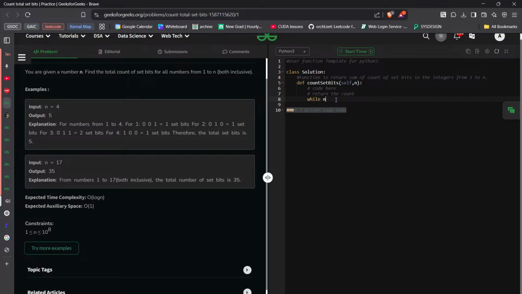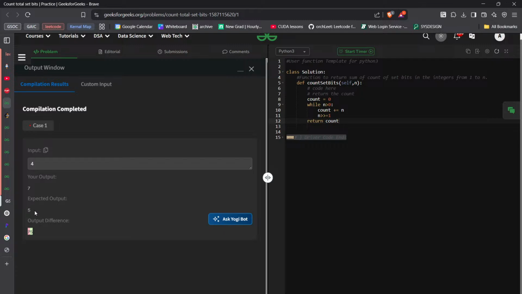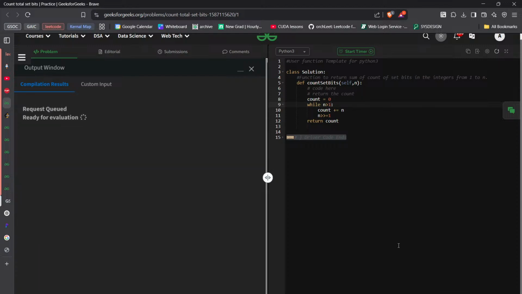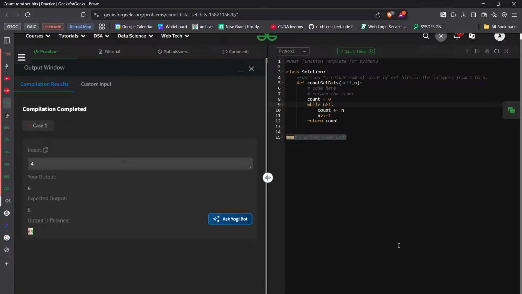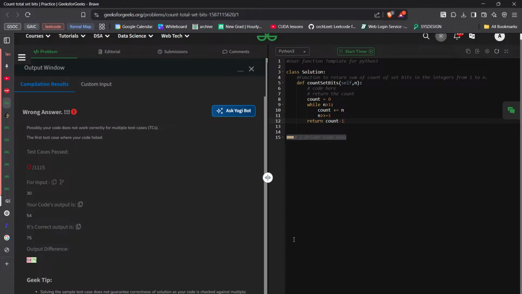While n is greater than 0, what I'll do is... Nah. No. I knew it won't work. Let's go to the editorial.